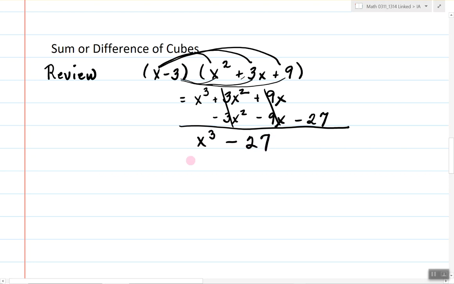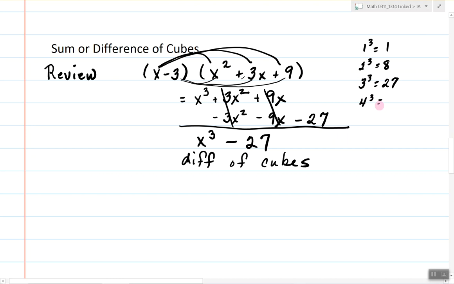This is called the difference of cubes. So you just might want to try to remember some of the cubes. 1 cubed is 1. 2 cubed is 8. 3 cubed is 27. 4 cubed is 64. 5 cubed is 125. 6 cubed is 216, and so on.